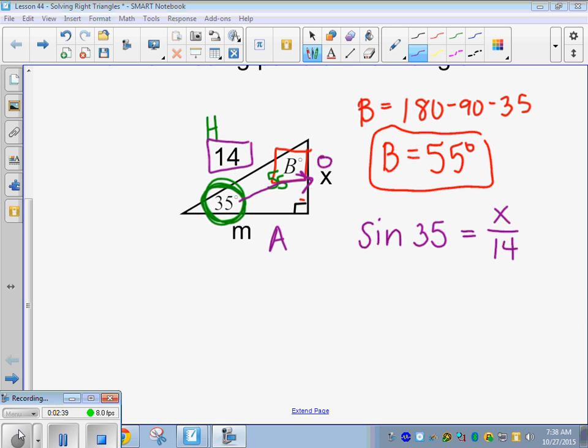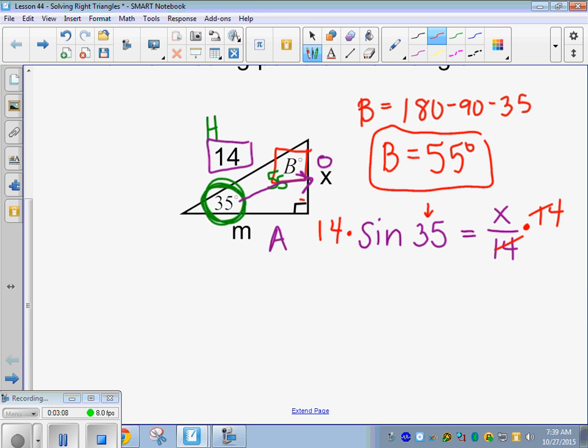Okay, so now sine 35 equals X over 14. I want to get the X by itself. So I want to get rid of this 14. How would you guys get rid of that 14? We're going to times both sides by 14. So now I have X by itself. And we can put that whole thing in our calculator in that order. Okay, the order matters because the angle we're plugging in is sine of the angle, and then we're timesing by 14. So 14 sine 35.